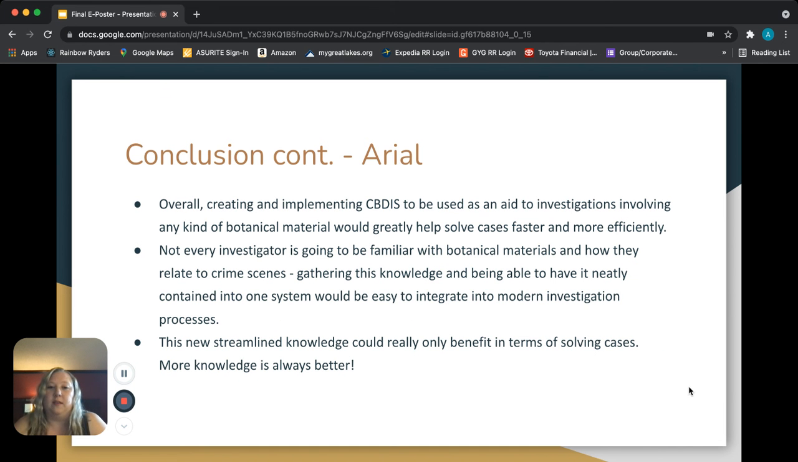Overall, creating and implementing CBDIS to be used as an aid to investigations involving any kind of botanical material would greatly help solve cases faster and more efficiently. Not every investigator is going to be familiar with botanical materials and how they relate to crime scenes, so gathering this knowledge and being able to have it neatly contained in one easy system would be really nice to integrate into modern investigation processes today. This new streamlined knowledge could really only benefit in terms of solving cases. More knowledge is always better.